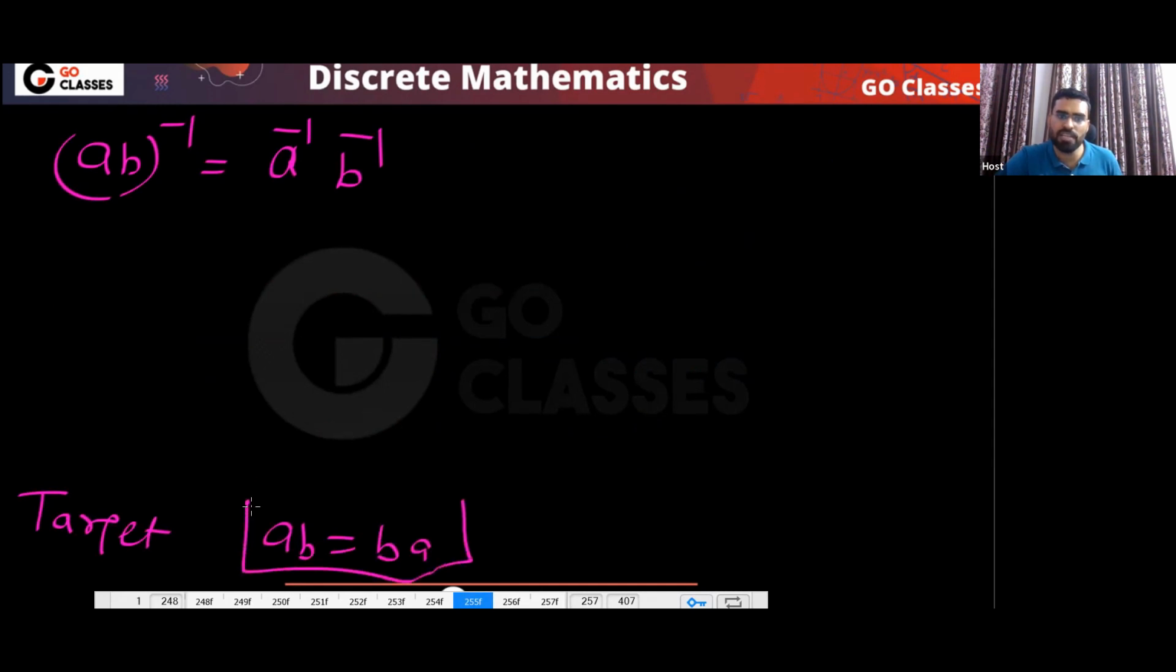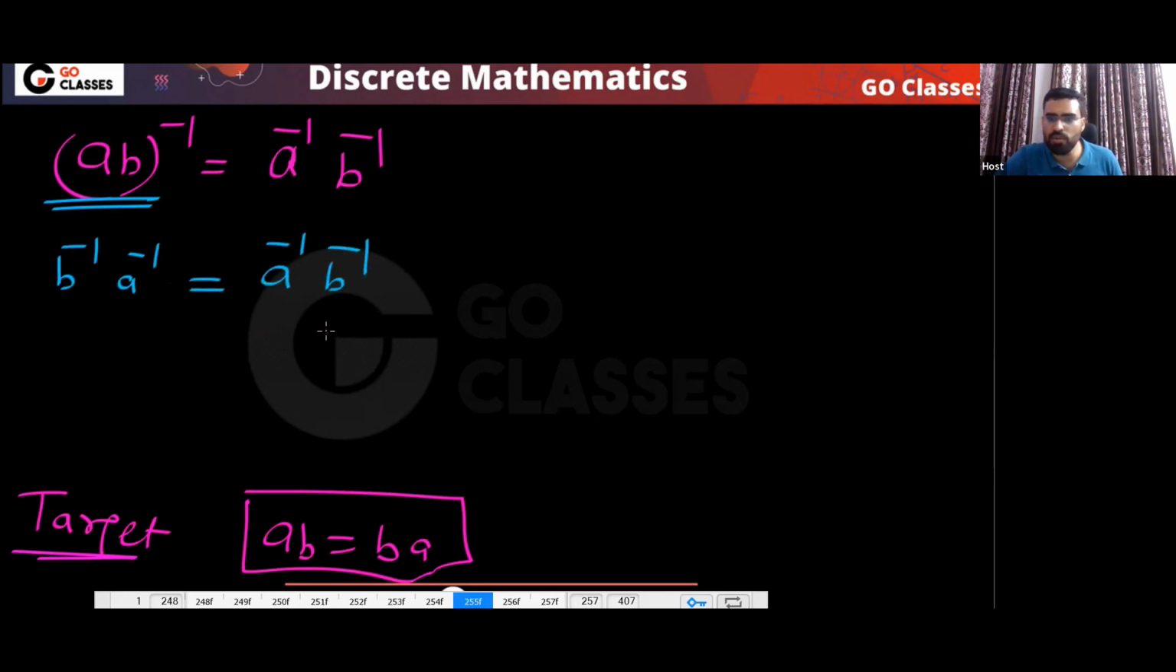So tell me, how will I reach here? My target is AB equal to BA. How to reach? I want to reach here. So what should I do? Yes, very good, Priyanshu, excellent. You already know this is the same as B inverse A inverse. It is equal to A inverse B inverse. Now what can you do? Our target is this. Priyanshu, tell me now what to do?